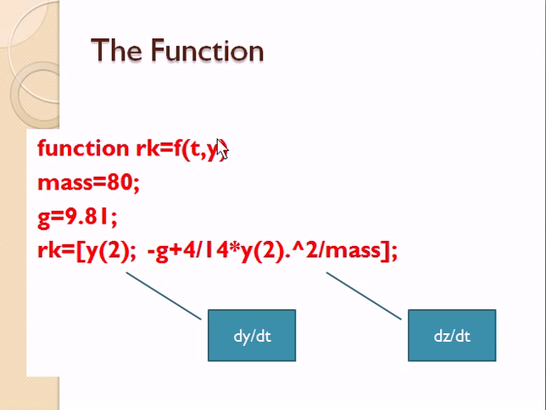So y in this context is a vector. The first element of the vector is the height from the ground. The second is the velocity. I provide the mass and gravitational constant as constants. Then I send this vector rk, which matches my output. dy/dt is z, which is y of 2. dz/dt is minus g plus 4/15 times v squared over the mass, or z squared over the mass. I use this dot operator because y in general could be a vector, and I want to make sure the math is done element by element.